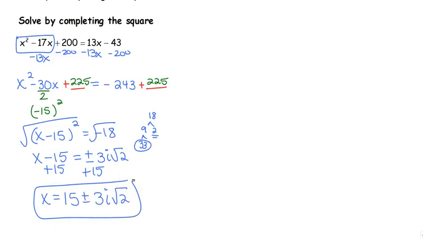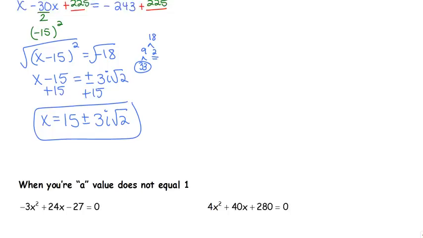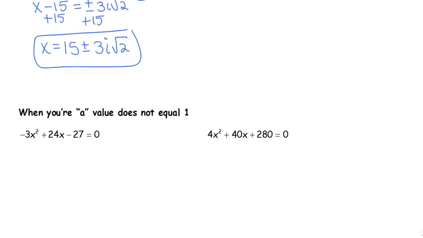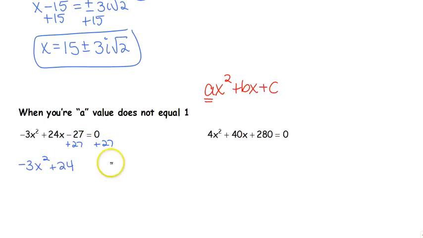Okay, so that's a review of what we talked about yesterday. We are going to step it up just a little bit today, and we're going to talk about what happens if your a value doesn't equal 1. So we always refer to a quadratic in standard form for completing the square. So what if the number with x squared doesn't equal 1? We're going to start the same way. So we're going to move the number over, our c value. So we've got a negative 3x squared plus 24x is equal to 27.